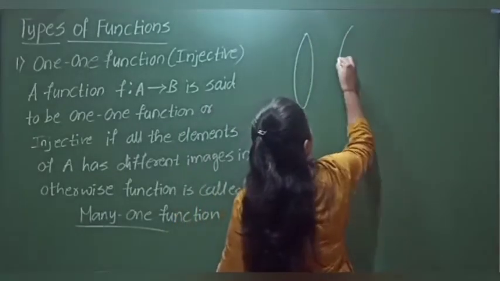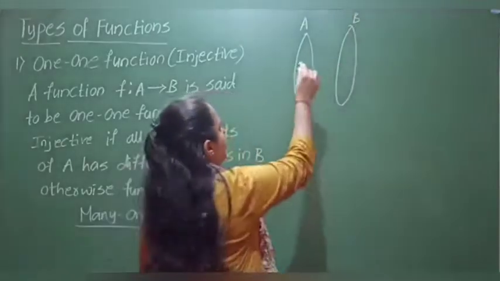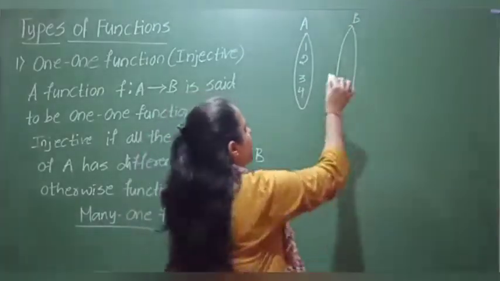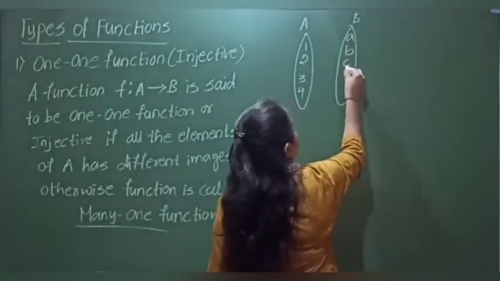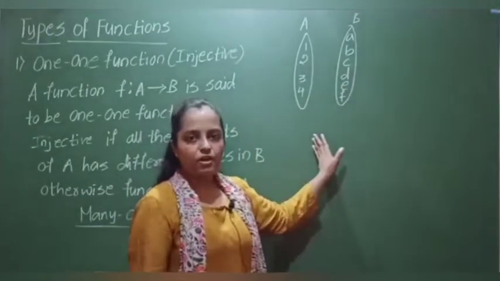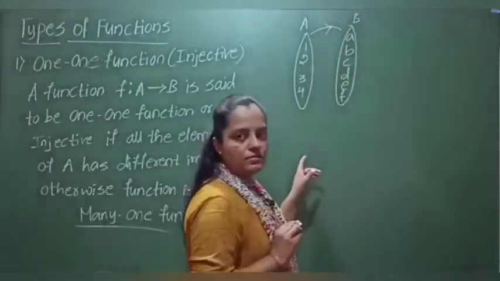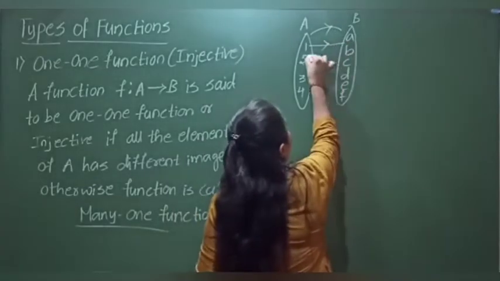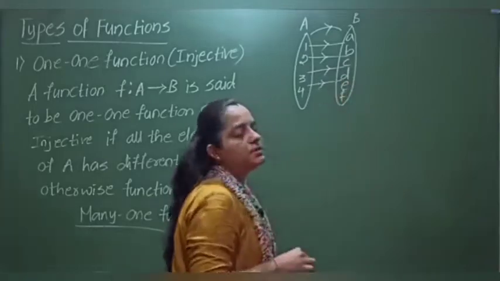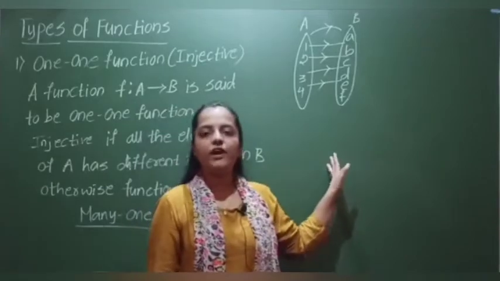I'll take a function from set A to set B. Here set A has elements 1, 2, 3, 4, and set B has elements a, b, c, d, e and f. Now f is a function from set A to set B. Here the elements are connected like this: 1 is related to a, 2 is related to b, 3 is related to c and 4 is related to d. So this is a function, and now we'll think, is it one-one or not?